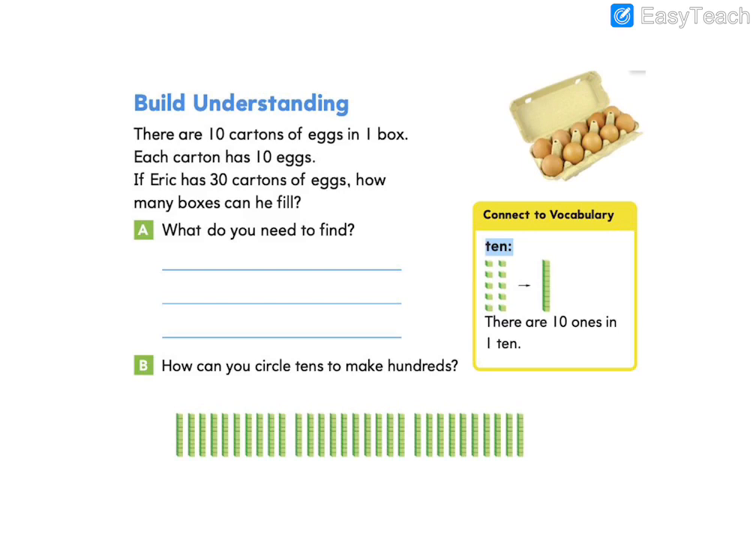Our question reads, there are 10 cartons of eggs in one box. Each carton has 10 eggs. If Eric has 30 cartons of eggs, how many boxes can he fill? The first thing we need to think is, what do we need to find? So we were just given a whole bunch of information, right? 10 cartons of eggs in a box. A carton has 10 eggs. We know he has 30 cartons of eggs, and it asks how many boxes he can fill. So what do we need to find?